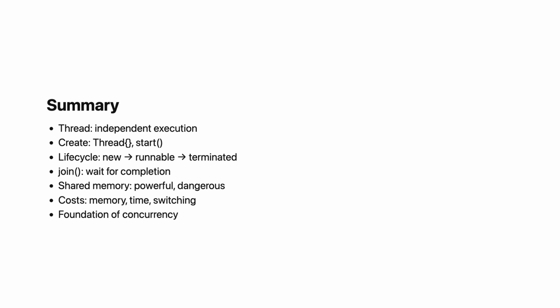Use join to wait for completion. Threads share memory. This enables communication but causes problems. Threads have costs: memory, creation time, context switching. Threads are the fundamental concurrency mechanism. Know them well. Shared state problems.